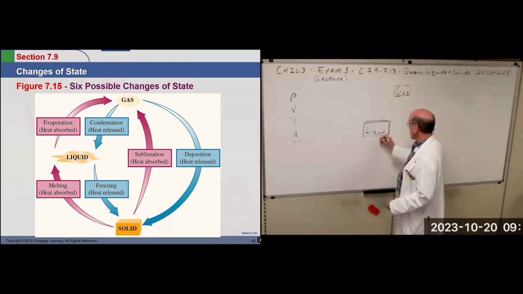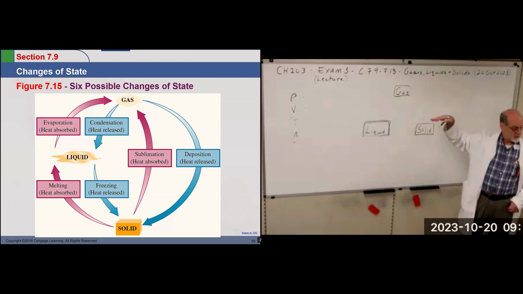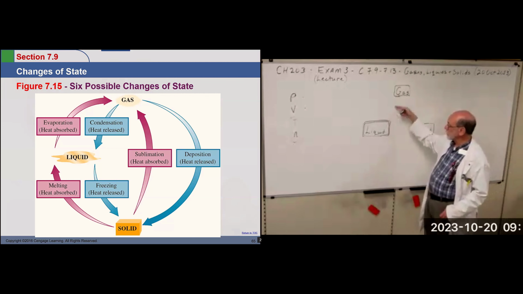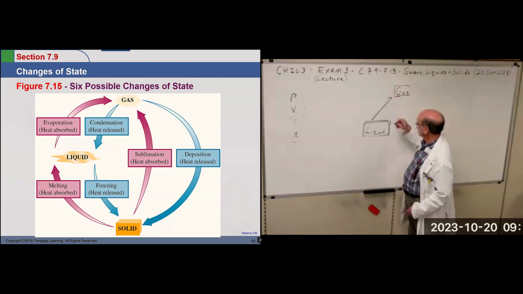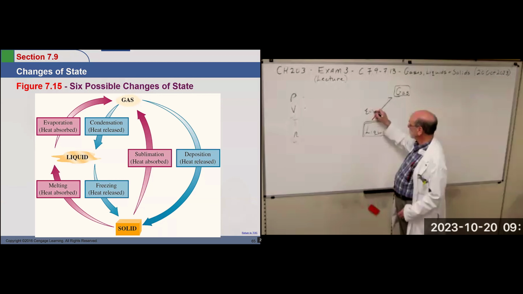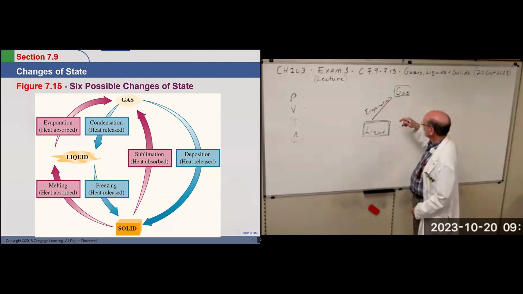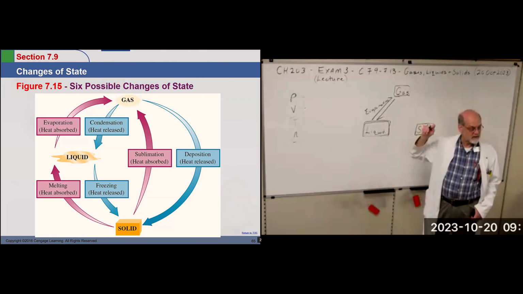Now, the process of change from one to the other can go forwards or backwards. You can go from a liquid to a gas. That would be evaporation. What if you went from a gas to a liquid? That's condensation.